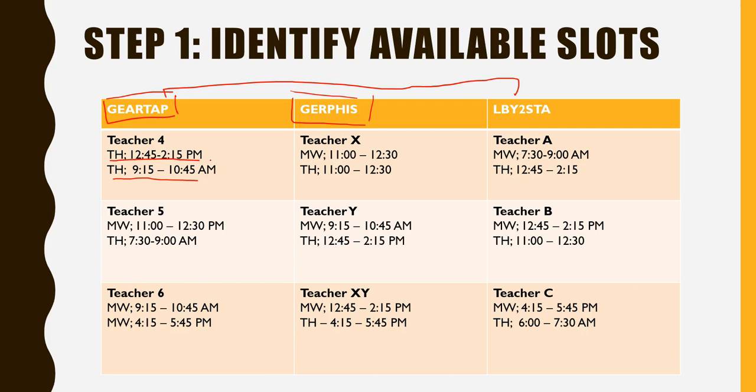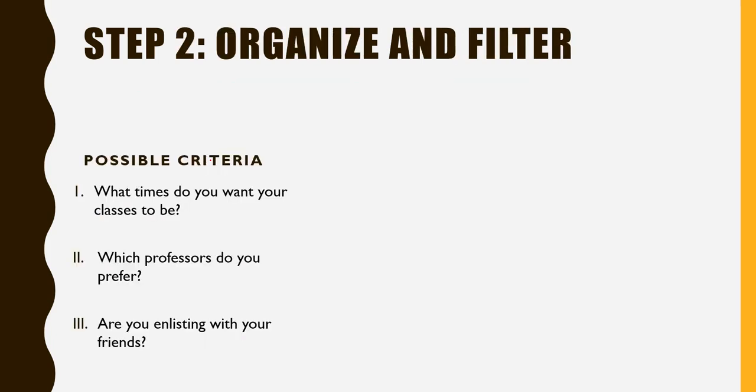Now that we have identified the slots, we will move on to organizing and filtering. This is when we create the constraints and the criteria we will use in choosing the time slots. Here is an example of criteria that you may use in the future, but since we are using a very simple example, I will only be fulfilling the first criteria. So we will limit our choices of time slots to afternoon.